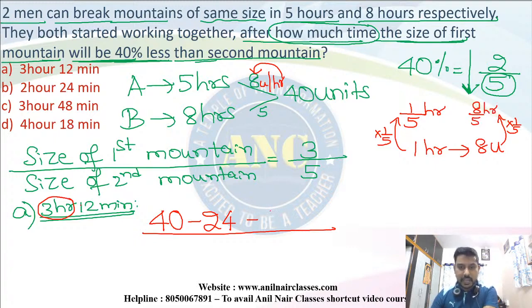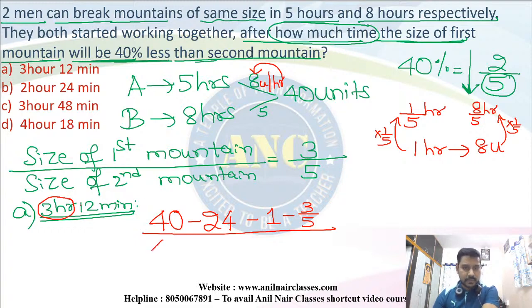8/5 units can be written as 5/5, which is 1, minus 3/5 units. 5/5 minus 3/5. 5/5 is nothing but 1. 1 minus 3/5 is 2/5 only. Now, this is nothing but the size of first mountain in 3 hours 12 minutes.